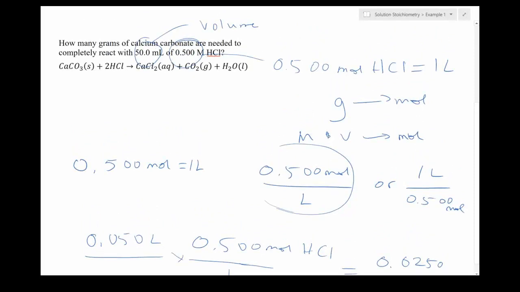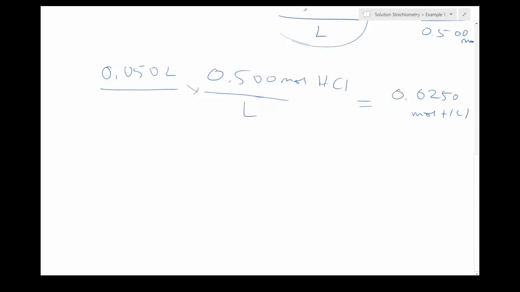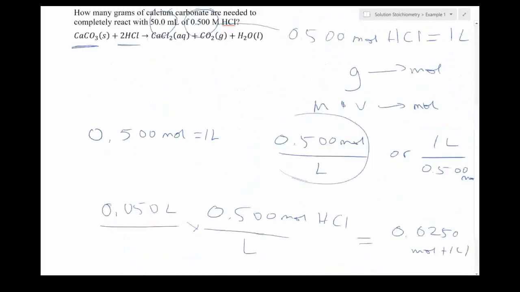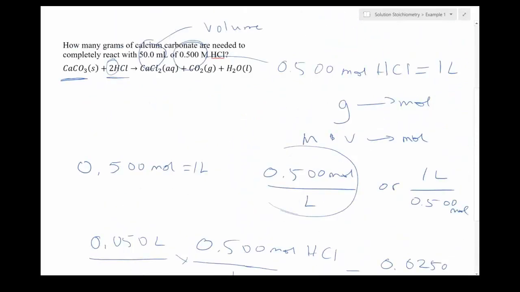0.025 moles of HCl. We can look at the equation now and know that we were asked to find out something about grams of calcium carbonate. So we'll need to do the calcium carbonate to HCl mole to mole ratio. And we see that it takes 2 moles of HCl to react with just 1 mole of calcium carbonate. So I'll put that in now: 2 moles of HCl for 1 mole of calcium carbonate. Okay, and again, where did I get that? I got that from the 2-to-1 ratio right here.